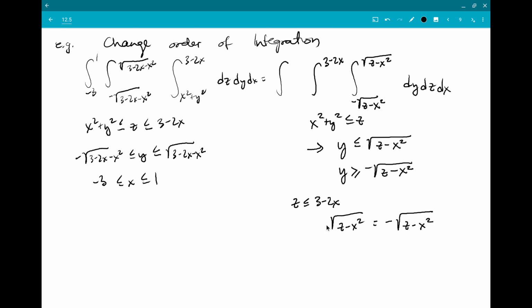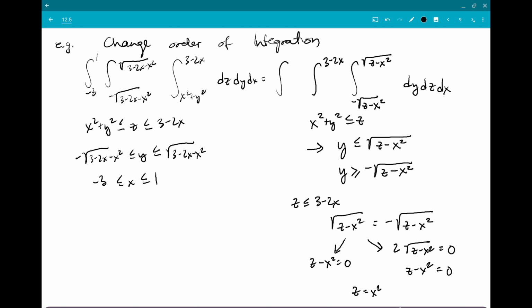A number is only equal to its negative if it's 0. So I could say that means I must have z minus x squared equals 0. Or I could say 2 root of z minus x squared equals 0 by adding that to both sides. Or z minus x squared equals 0 when I cancel out the 2 and the square root. In either case, it takes me to the solution, z equals x squared. I showed both of these because you all have different ways that you like to do algebra. Any way that gets you from here to here is fine.